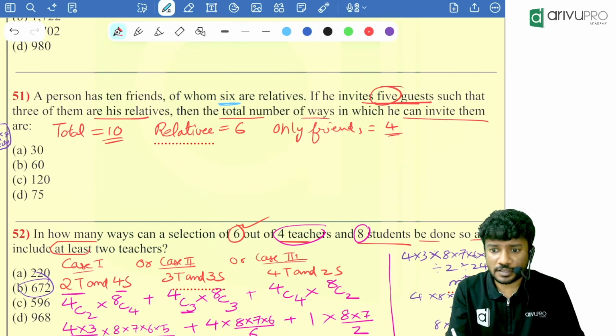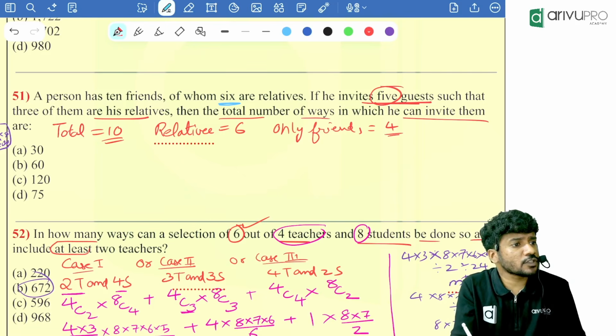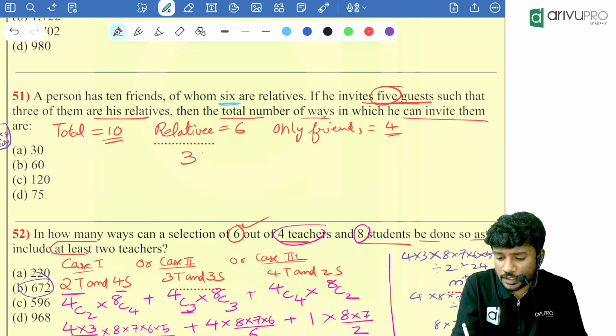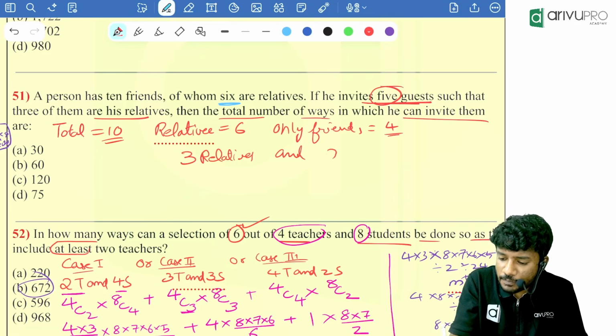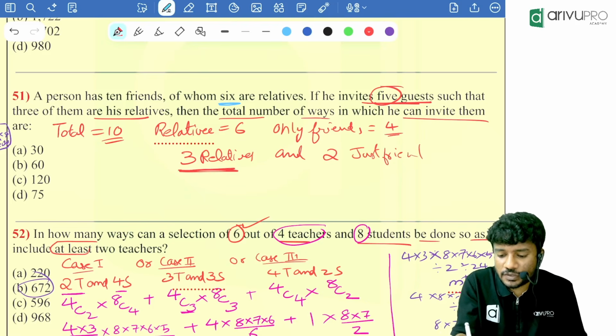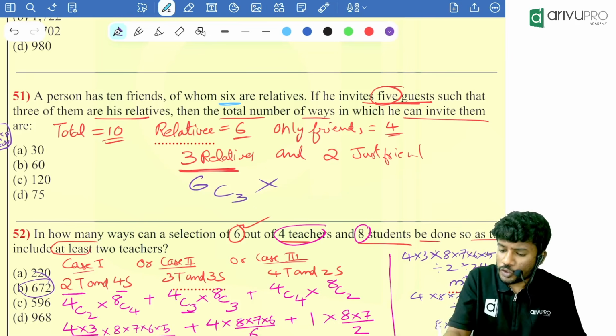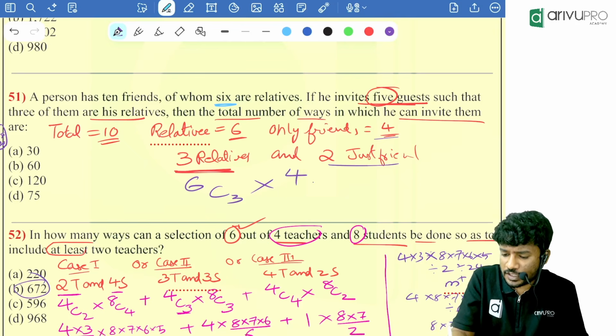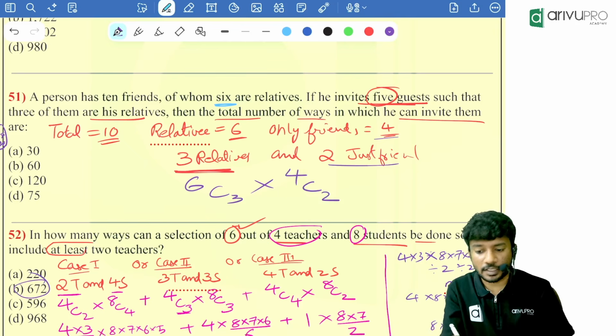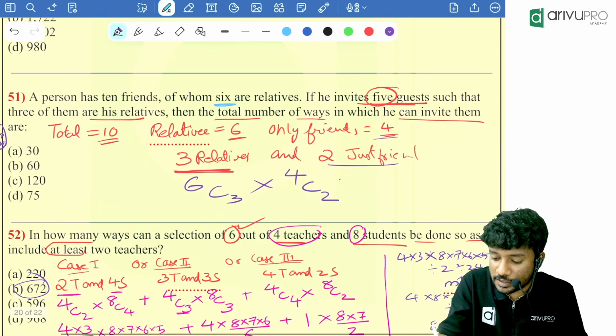Can anyone tell me the answer? 3 relatives can be chosen from how many relatives? From 6 relatives. That means 6C3, into 2 just friends, which can be chosen from 4 just friends, 4C2. Just friends, not relatives. So how much is the answer? 120 is your answer. Check.